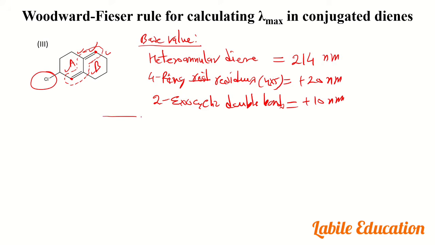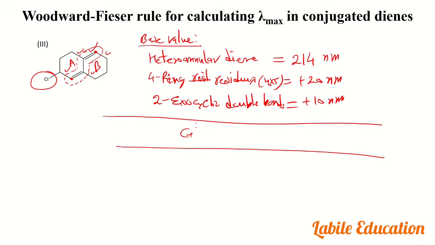Okay, so now we can sum them up, and the calculated lambda max will be, you can see, 214 plus 20 plus 10, that is 244 nanometer. This will be the calculated lambda max.